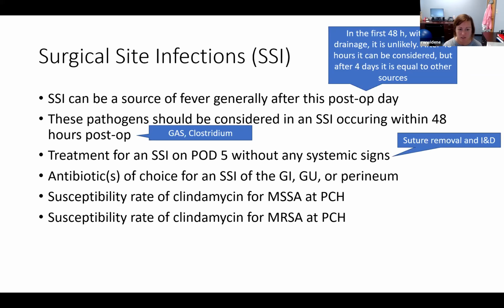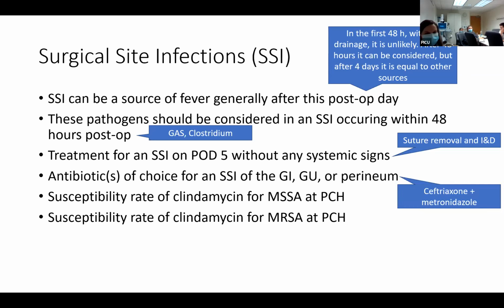Okay, antibiotic of choice for a surgical site infection involving the GI, the GU, or the perineum. Rob, I saw this also on IDSA, and they threw in axillary surgeries too. Rocephin and Flagyl.